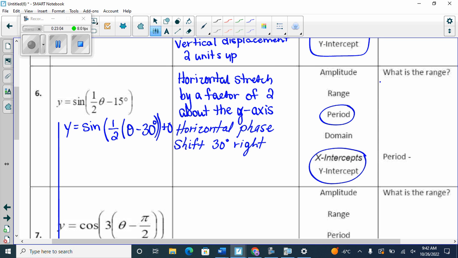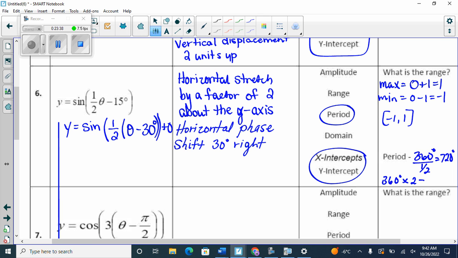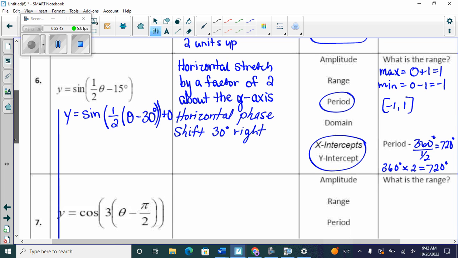All right. What is the range? The maximum, proving that it didn't change, is 0 plus 1, which is 1. The minimum, 0 minus 1, is negative 1. And then we get negative 1, 1. For the period, I have to do 360 divided by b. The b is a half, which gives 720 degrees. Or I could use the rule of the horizontal stretch, 360 degrees times the horizontal stretch of 2 gets me 720. Same thing.